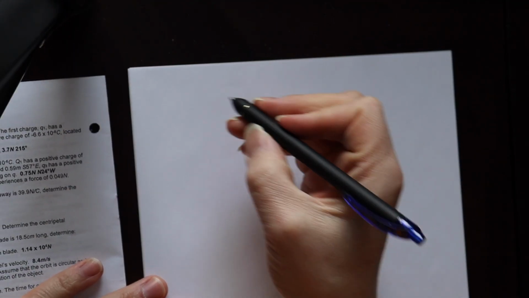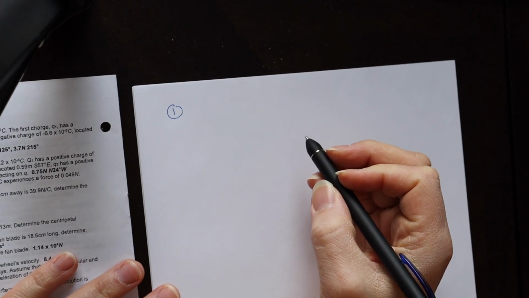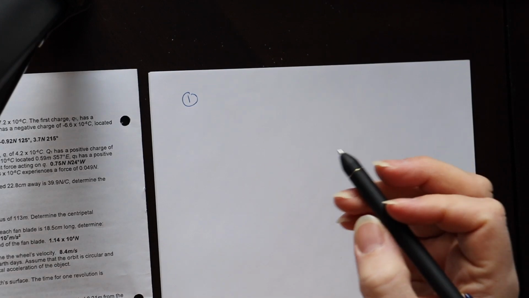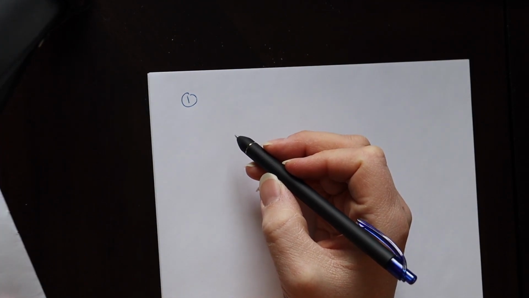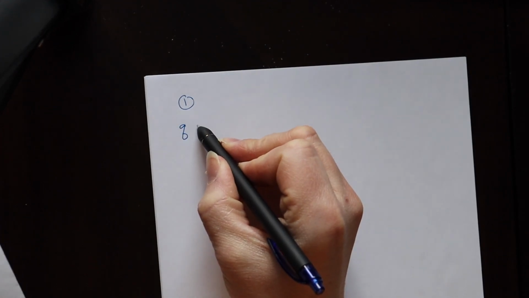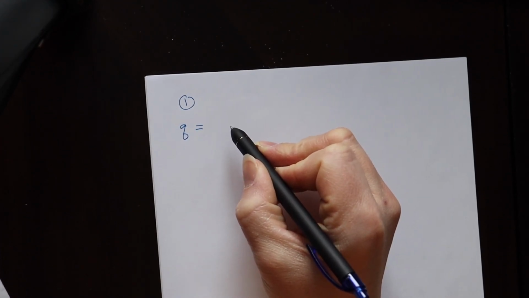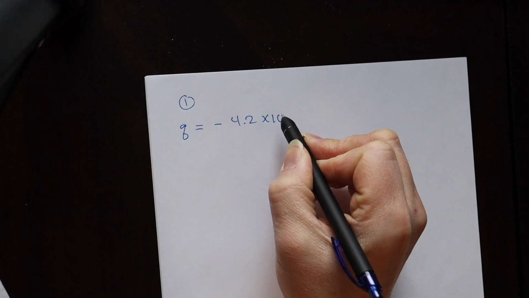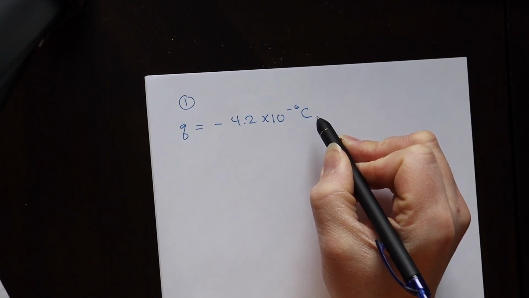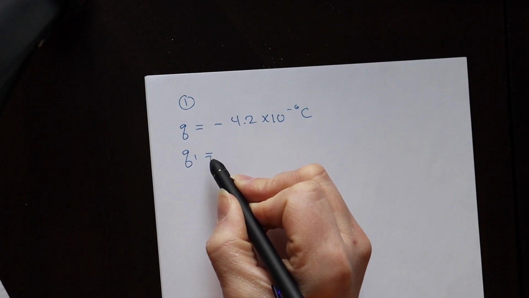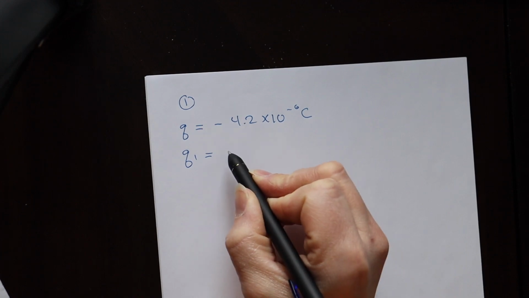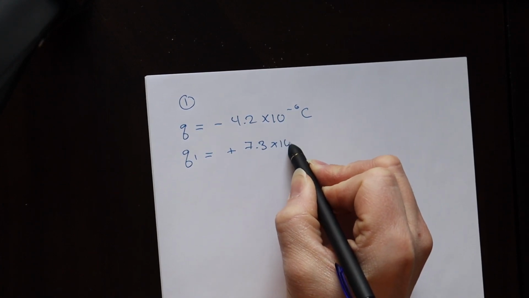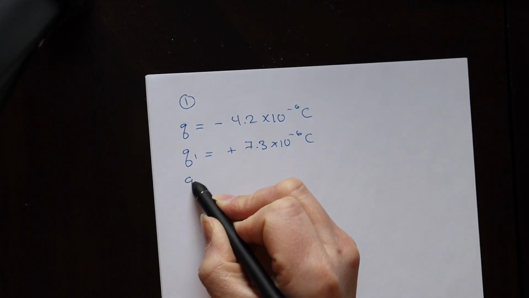So the first step is to basically list the information, and I like to draw a little diagram to show what's happening. So step 1, we have Q, which is our test charge of negative, keep that in mind, negative 4.2 times 10 to the negative 6 coulombs. Q1 is positive, I'm just going to write positive so I don't forget, positive 7.3 times 10 to the negative 6 coulombs.